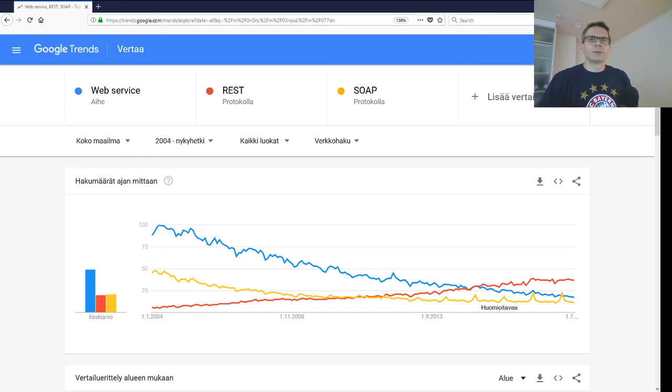So what can we conclude from this figure? I think it is that REST protocol is the trendiest web service protocol at the moment. SOAP, that used to be popular, is declining in interest, and the general searches done on web service also seem to be declining.